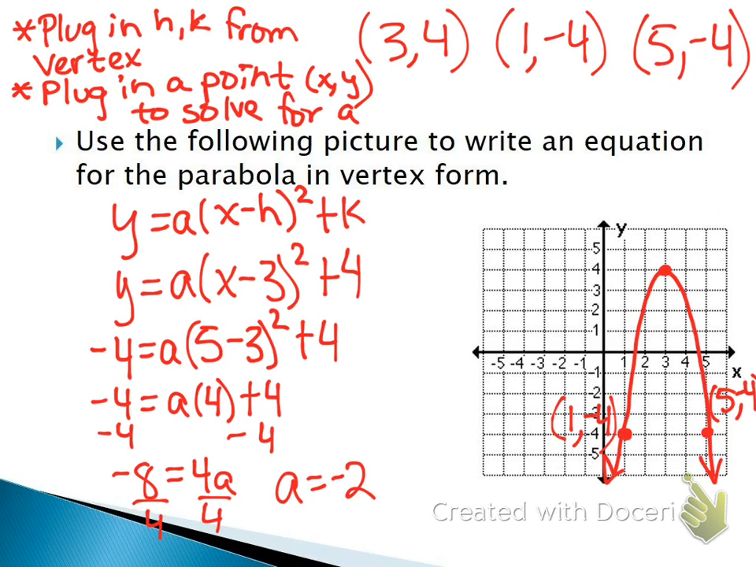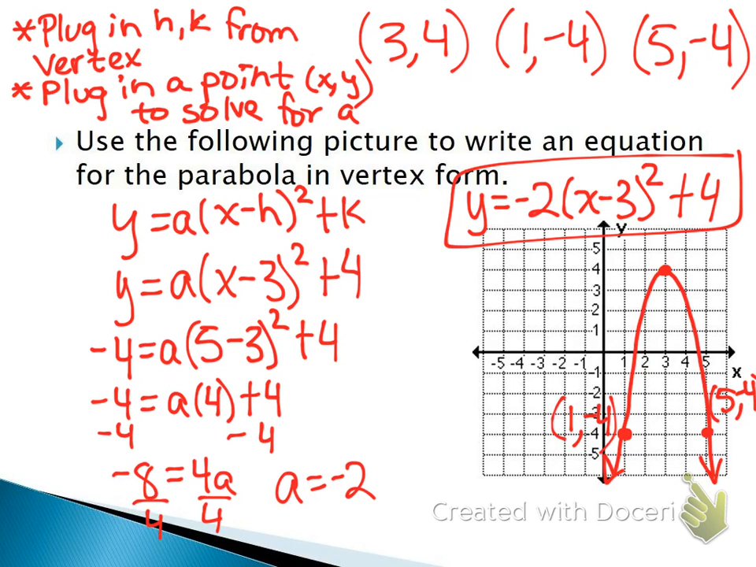To write our final answer, we're going to rewrite it, plugging in a, h, and k. So y equals -2 times (x minus 3) squared plus 4. That means you don't take the right one, you have to do it again? No, you can use any of the points. If we had used any of these 3 points, we should have come up with -2 for a.